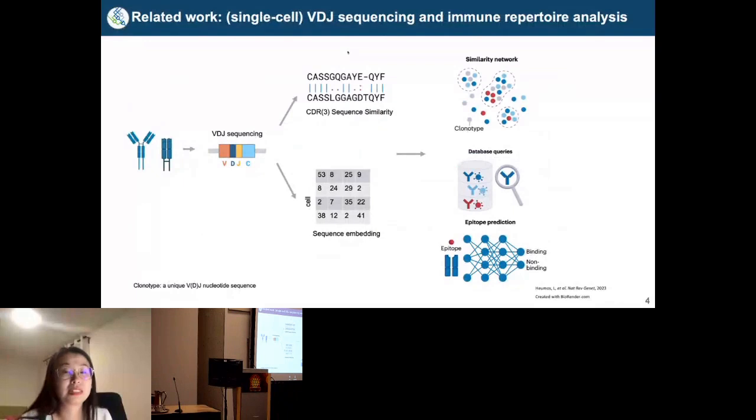The diversity of BCR and TCR can be measured with VDJ sequencing. The pipeline is what bioinformaticians usually do. They translate the nucleotide sequences into amino acid sequences, and then compare the similarity between the sequences or embed the sequences into vectors with the same length to identify the relevant clonotypes or query or predict the relevant epitopes or antigens.